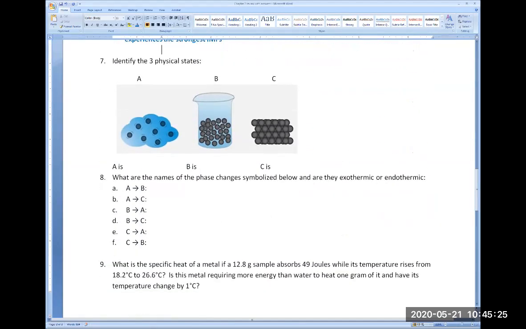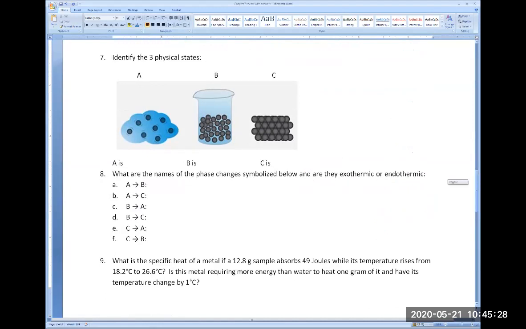So this is more what is at the beginning of chapter 7, but let's do this. So identify the 3 physical states. It's important that you visualize what is a solid, liquid, and gas at the atomic level. So here you have black spheres that represent atoms or particles of a substance, represented in its 3 physical states. So tell me, what is A? What is the phase of A? The gas, liquid, or solid?